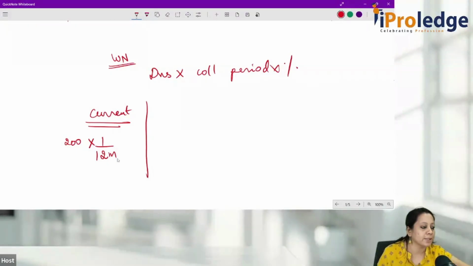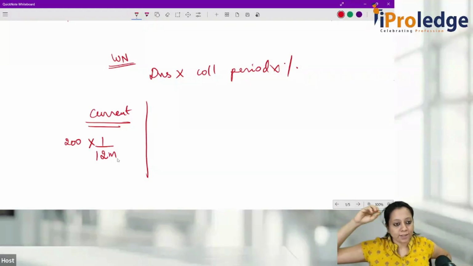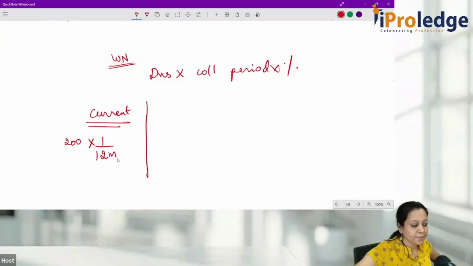Why, ma'am, are you doing this? Now, I am waiting for 200. Am I waiting for the entire year? No. 1 month I'm waiting. That means 200 divided by 12, so 16.67. So I'm waiting for 16.7 lakhs.